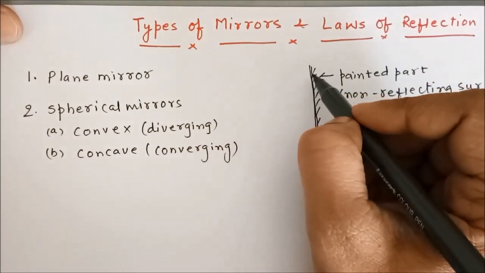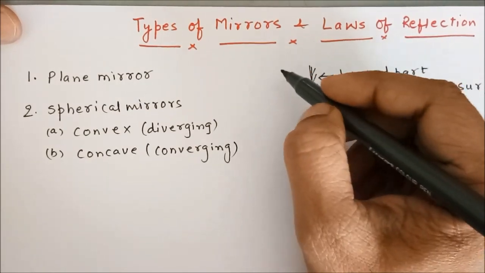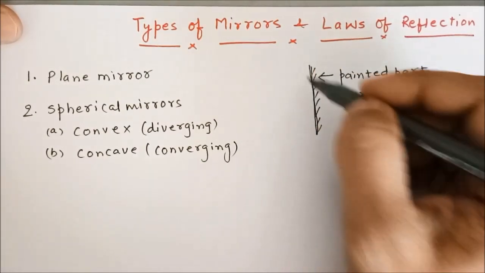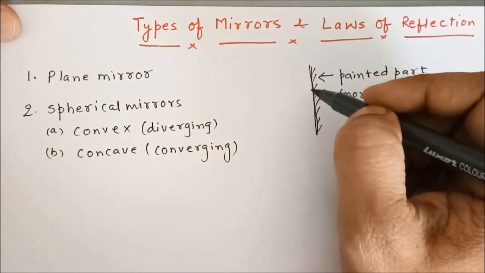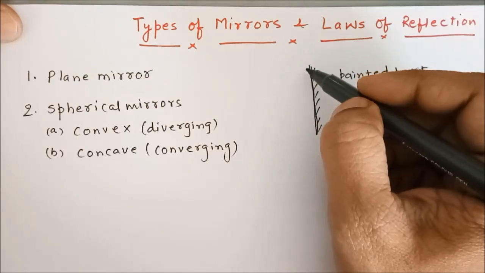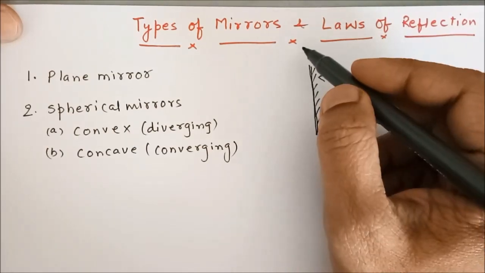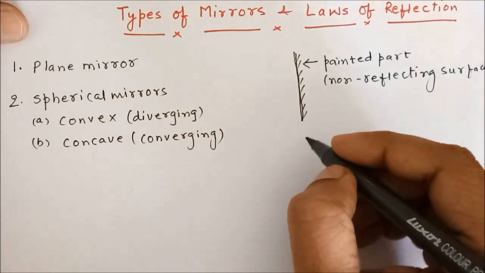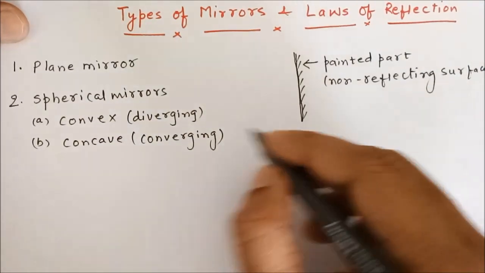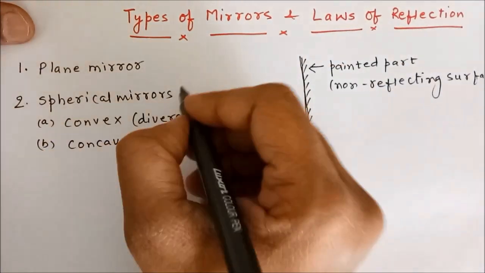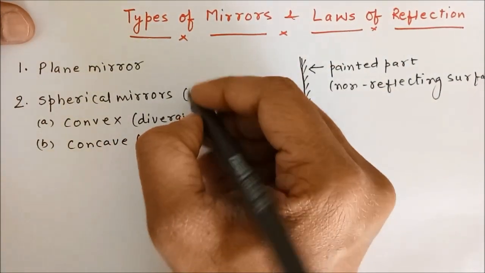So this part of the mirror behaves as the reflecting surface, and when the light falls on it, it bounces back. So this part is the reflecting surface, or the non-painted part. You can also say that this is the non-painted part or the reflecting part. Okay. Now, spherical mirrors are also called curved mirrors.